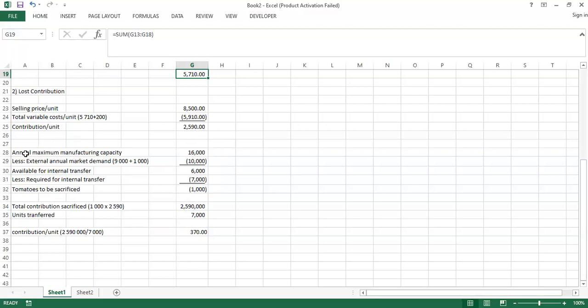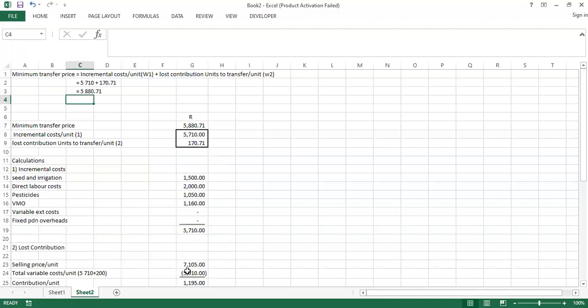On the loss contribution, we're going to sacrifice the 7,000. Let's see if we're going to sacrifice, yes, this one here. Yes, that's the one.